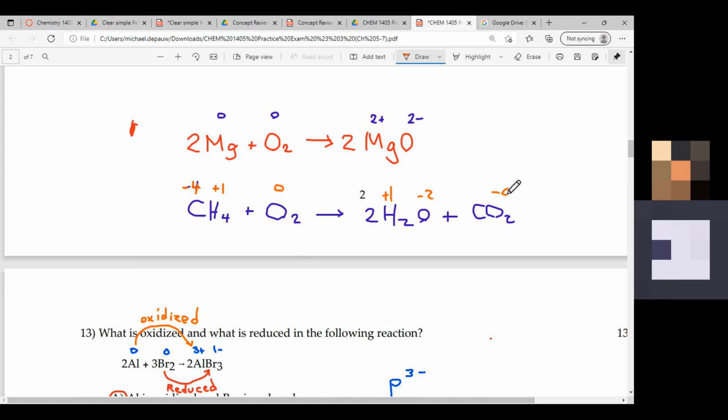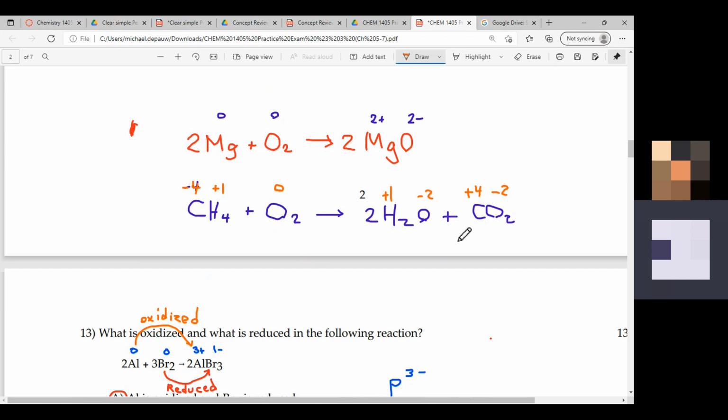-2. And if oxygen is a -2, and there are 2 oxygens, that means that the carbon has to be +4. Because the sum, just like the total positive has to equal the total negative if it's uncharged, the same thing is true here. With ionic compounds, the same thing is true with covalent compounds. The sum of the oxidation numbers for any neutral compound has to be 0.